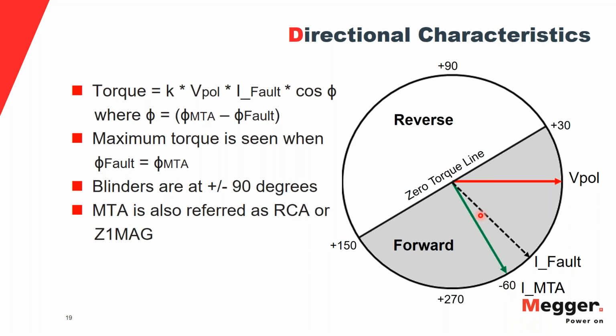So once you have this maximum torque here, what the relay manufacturers do is they have some kind of a blinder. In this example, I've taken a plus minus 90 blinder. If I see my fault anywhere in this gray region, I would declare that as a forward fault, no matter if it's leading a bit, because faults can be leading in nature. So I have decided this line as my partition line between the forward and the reverse fault, and this partition line is called the zero torque line, right? The zero torque line decides where the forward area is and where the reverse area is. MTA is also referred to as the relay characteristic angle or the Z1 mag in some relays.